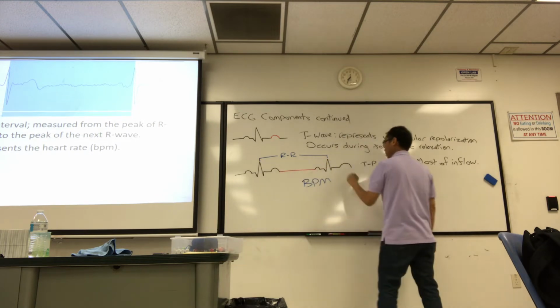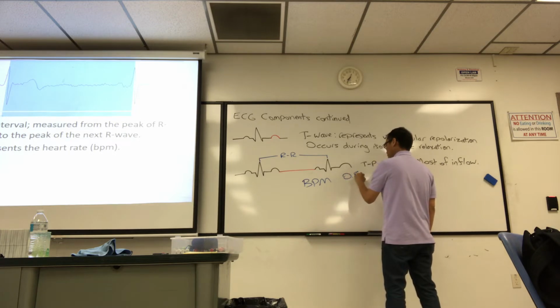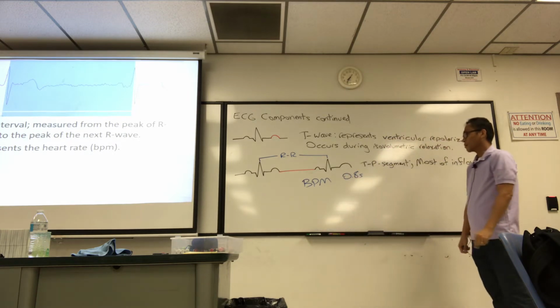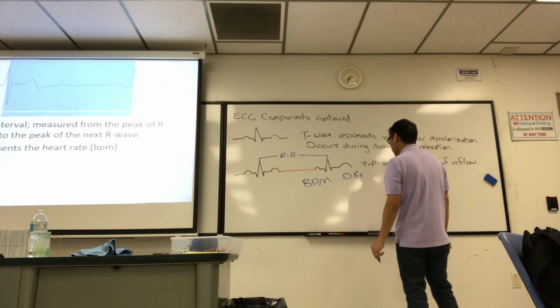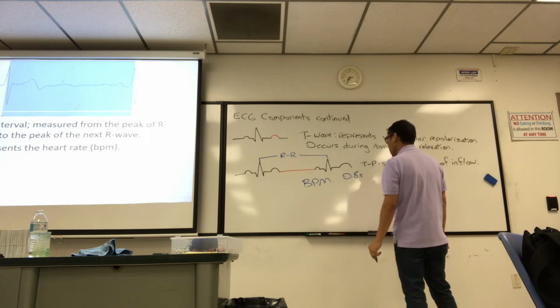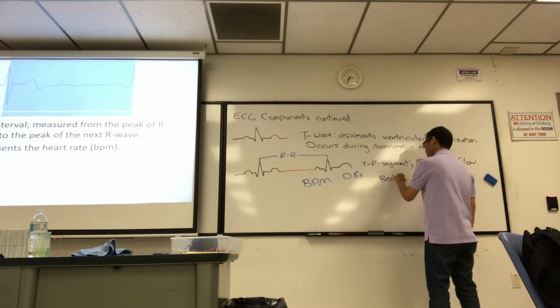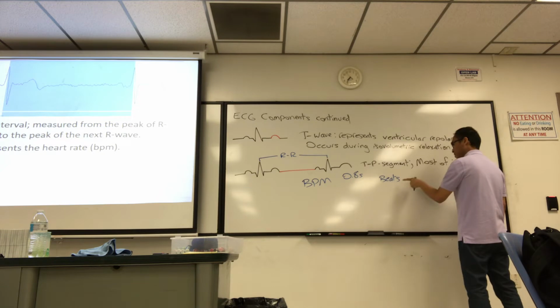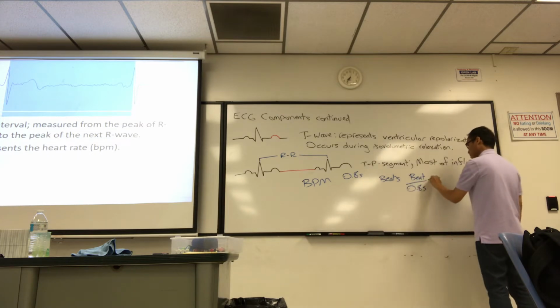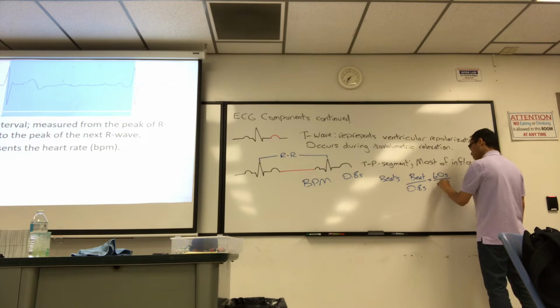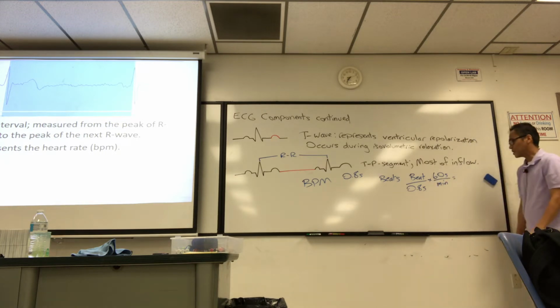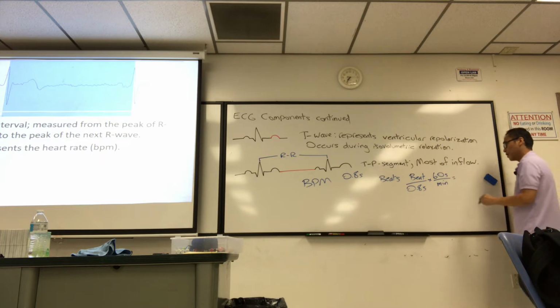Let's say that amount of time is the average textbook average of 0.8 seconds, right? So that's basically the time between beats. So one heartbeat, time between beats is 0.8 seconds. This is how you calculate beats per minute. You just do the 60 divided by the 0.8, and that gives you your heart rate.